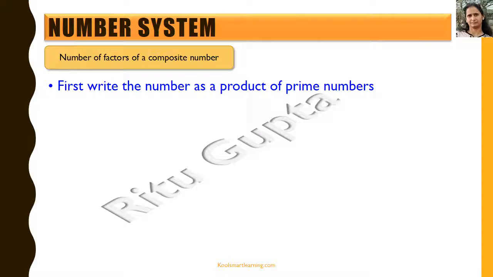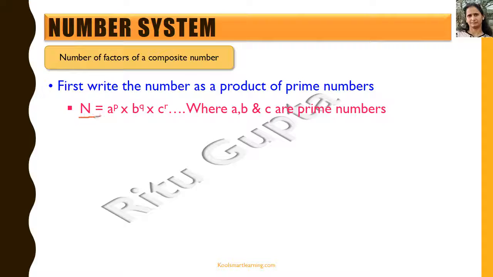What we do is we first write the composite number that we're talking about as a product of prime numbers. For example, we have a composite number N that can be written as a product of the prime numbers a, b and c. So we say a raised to power p, b raised to power q and c raised to power r and so on. This is how we denote any composite number N.